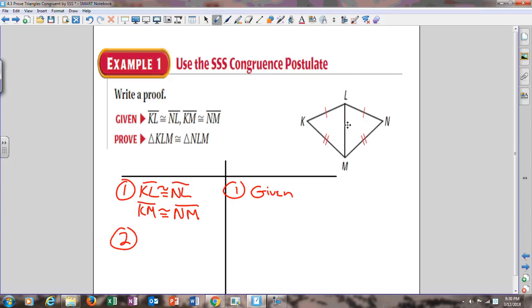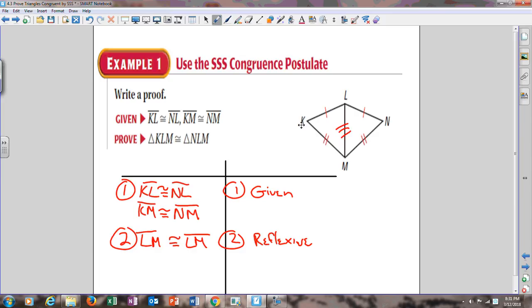Step two is to look for the third side of each triangle, which is here in the middle. LM is congruent to LM, and we know that because of the reflexive property. Anytime something's congruent to itself, it's reflexive.